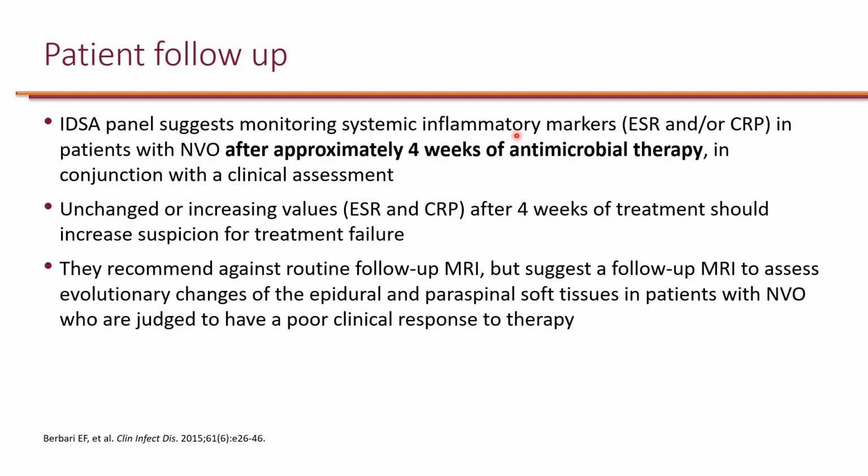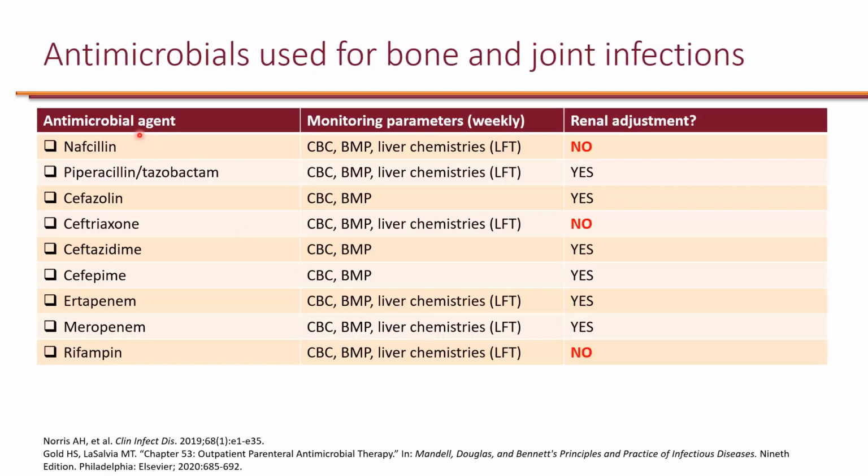When it comes to imaging, it is not recommended to have routine follow-up MRI in general unless there is a need to assess evolutionary changes of epidural or paraspinal soft tissue in patients with NVO, or in patients who have poor clinical response to antimicrobial therapy. Here's a list of IV antibiotics that are used outpatient for the treatment of bone and joint infection. Rifampin is also available as oral, so it is often used orally for the treatment of bone and joint infection.